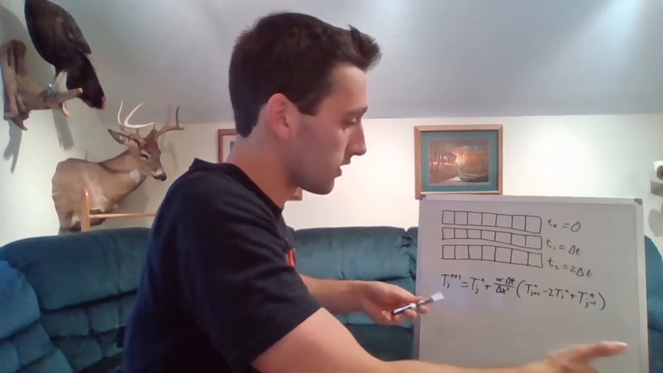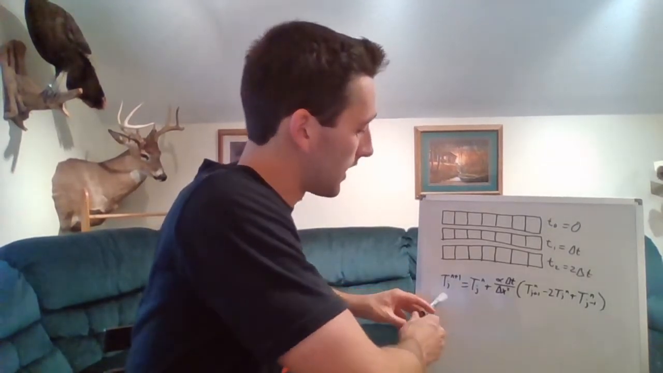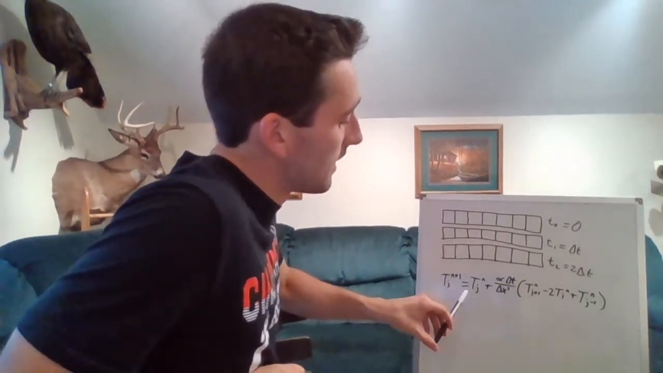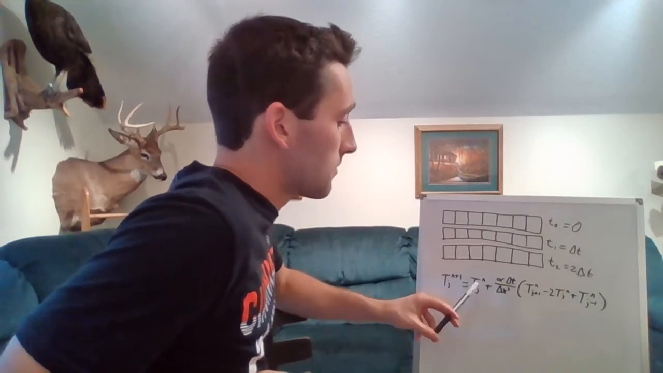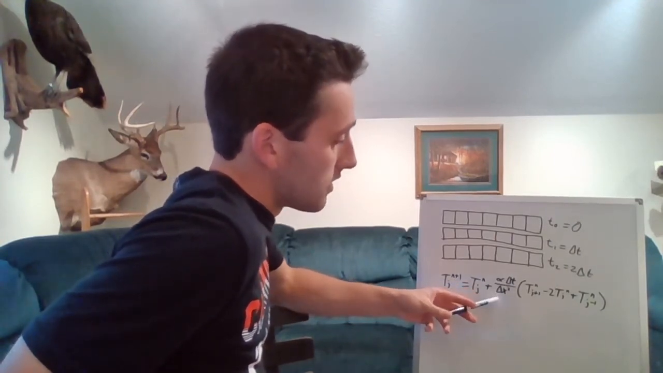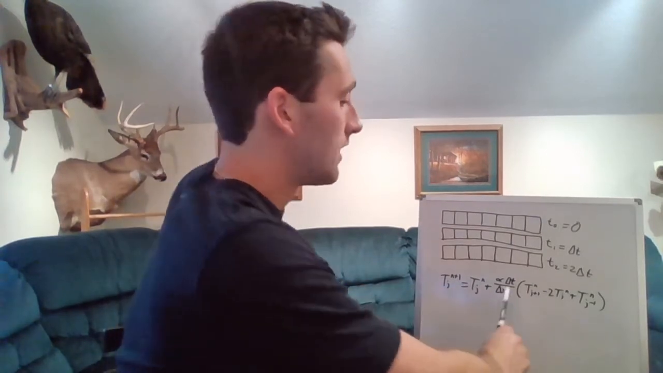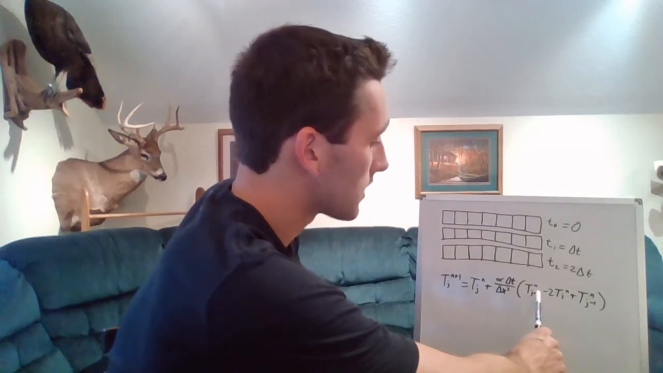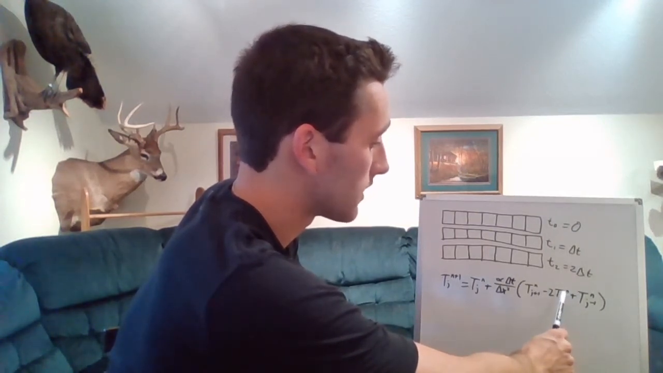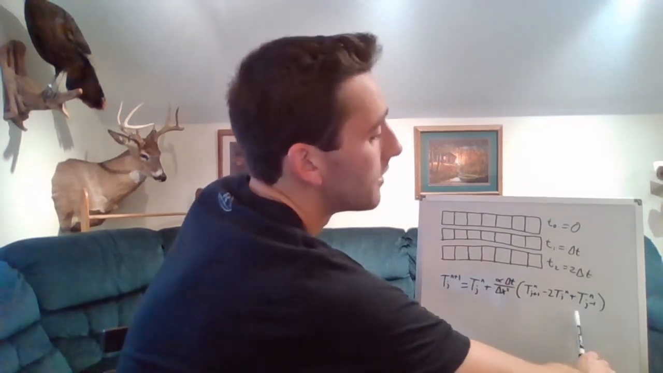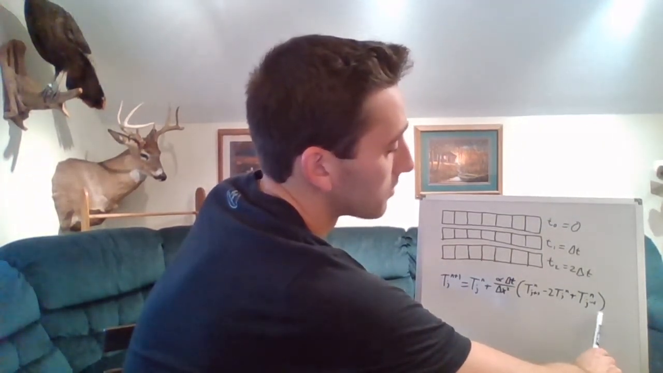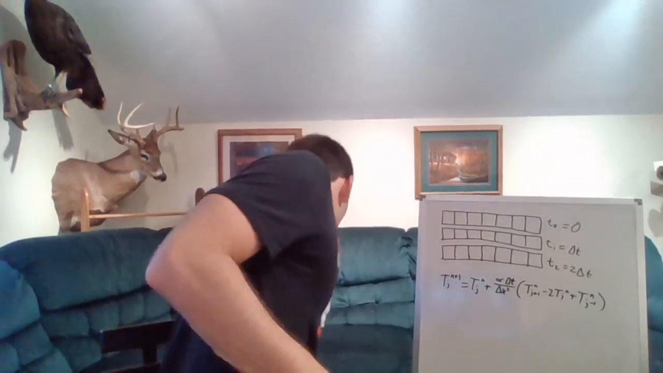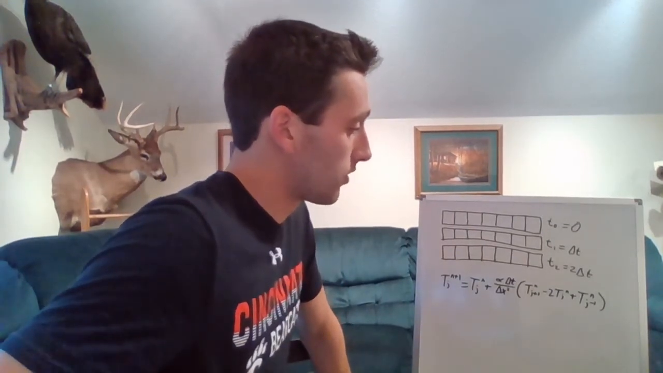And just to go over one last time, we have the temperature at the current position of the next upcoming time equal to the temperature at the current position current time plus alpha delta t divided by delta x squared. And we have the temperature of the next position at the current time minus temperature of the current position current time multiplied by 2 as well, plus the temperature at the previous position but current time. So that is the derivation of the forward differentiating scheme.